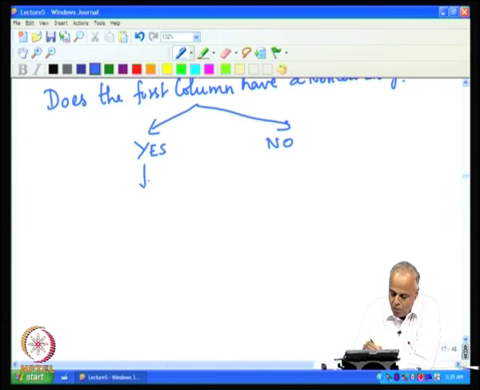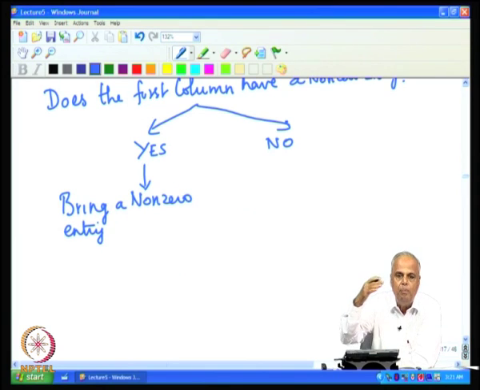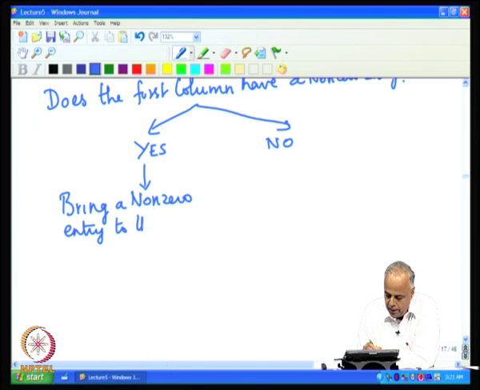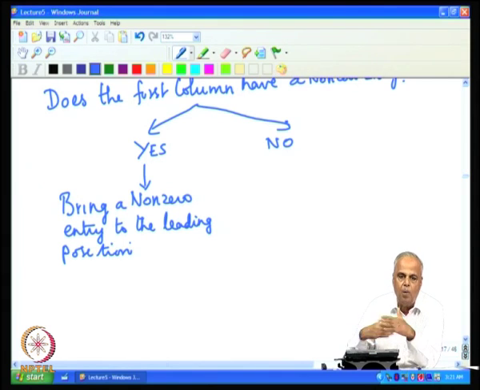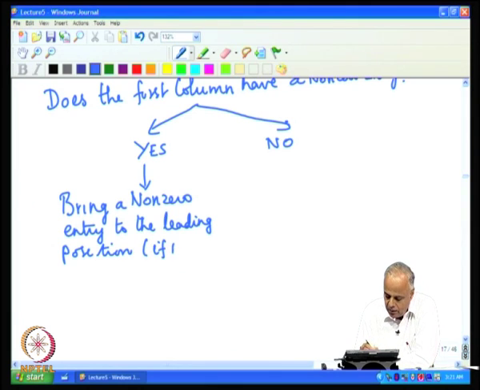If the answer is yes, what it means is there is a non-zero entry in the first column. It may be on top, or the top entry may be 0, the next entry may be also 0, somewhere there will be a non-zero entry. If it is already on top, do not worry. If it is not there, there will be somewhere else a non-zero entry, bring it to the top. How do I bring it? You have to do only a row exchange. So, bring a non-zero entry to the top, the leading position, first column, first row. We may have to use an elementary row operation of interchange of rows to achieve this, if necessary, using ERO of type 1, which is the row exchange.